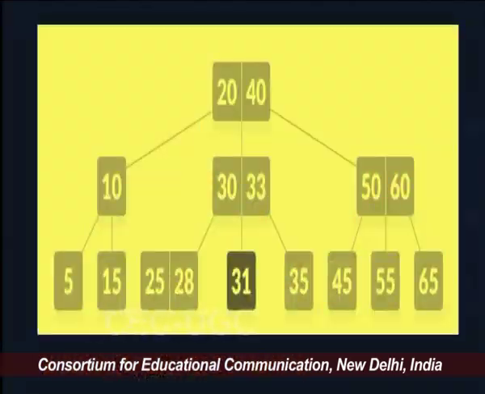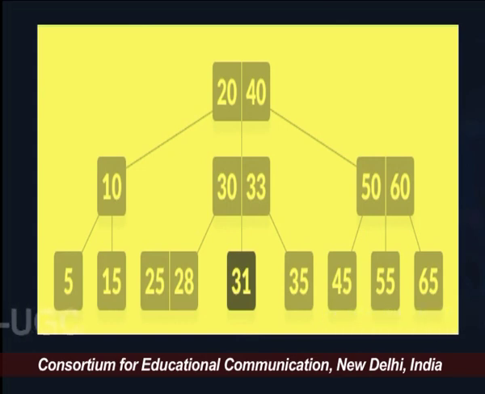So if we look into this figure, on removing 31, the node containing 31 will result in an underflow. What is to be done? A borrow from the left sibling. Now the left sibling has two keys, 25 and 28. Is it in a situation to give you a key? Definitely yes. Even if we borrow a key from the left sibling, it will not result in an underflow. The left sibling will be left with only one key, and that is perfectly okay if m equals 3.